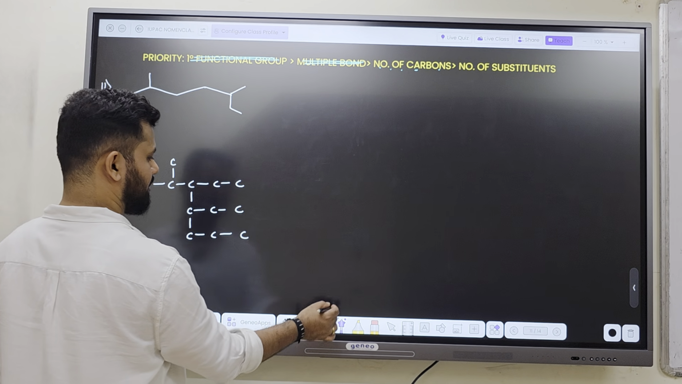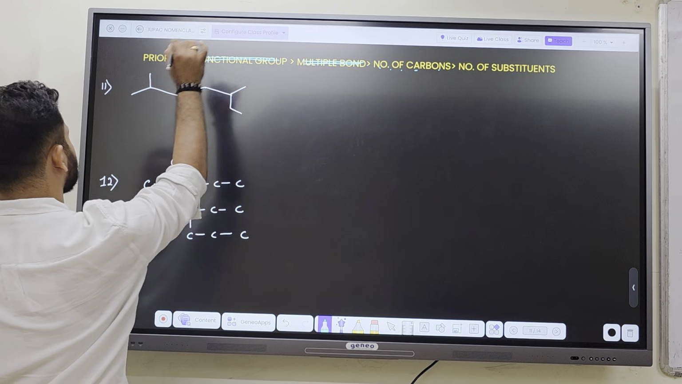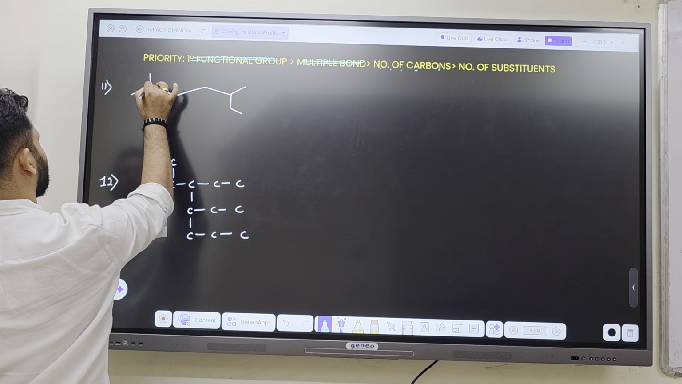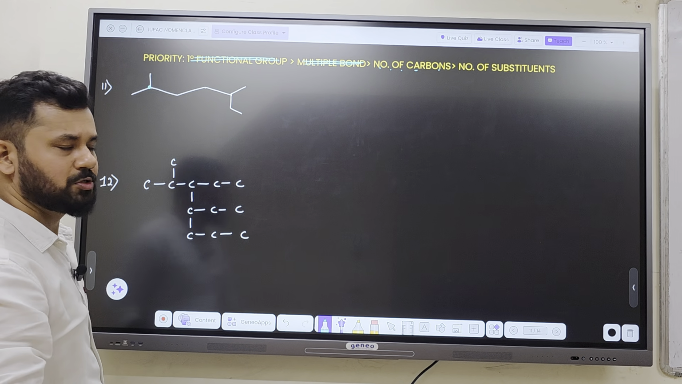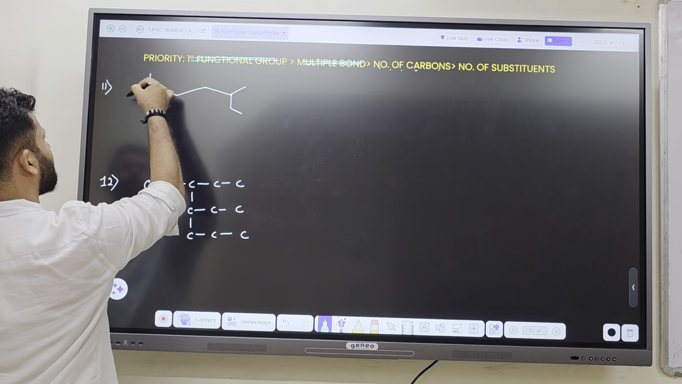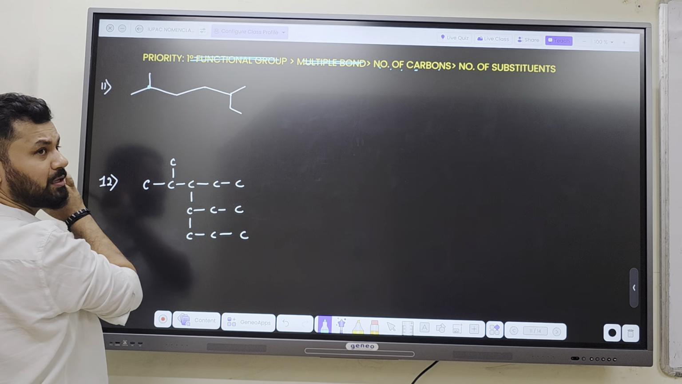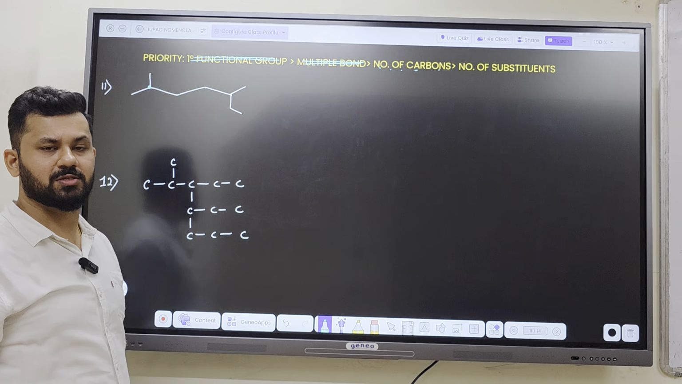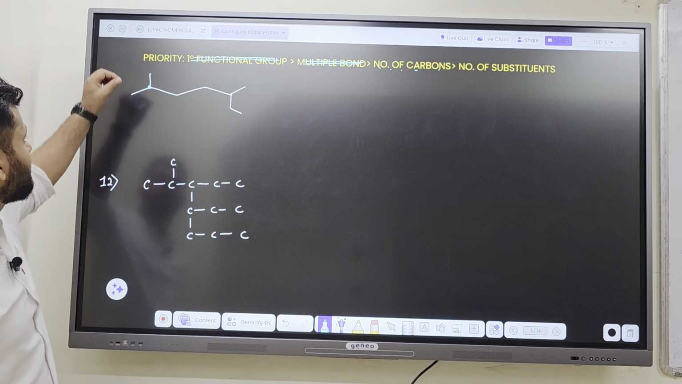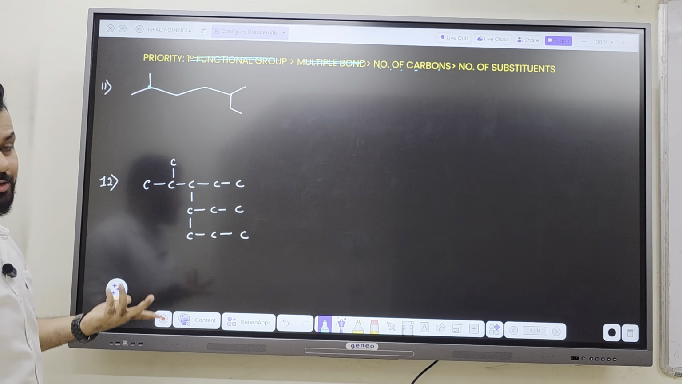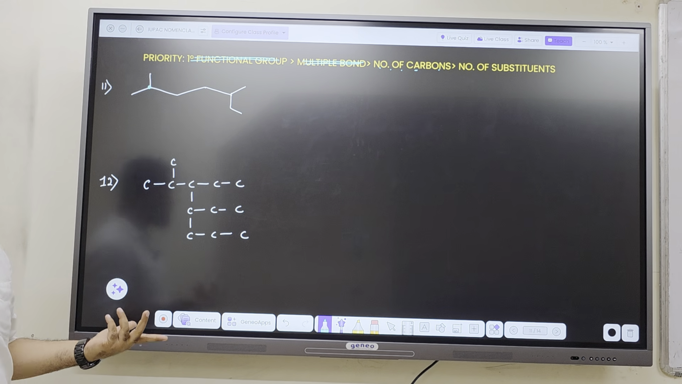Over here you see, there is one point of intersection. So should I go up or should I go down? Should I go here or should I go here? It doesn't make any difference, because on top also you have one carbon, here also you have one carbon, so it makes no difference.